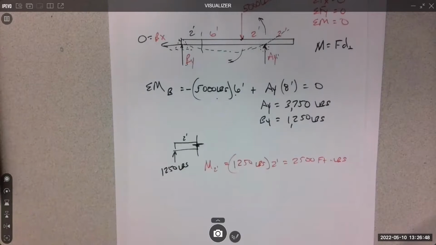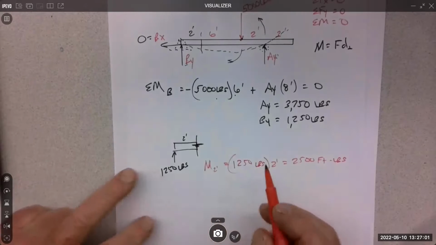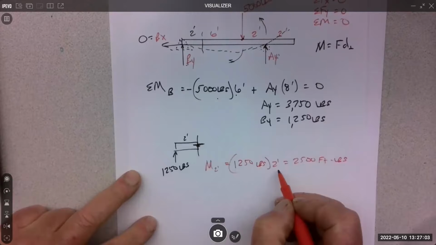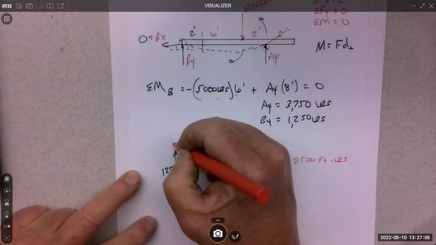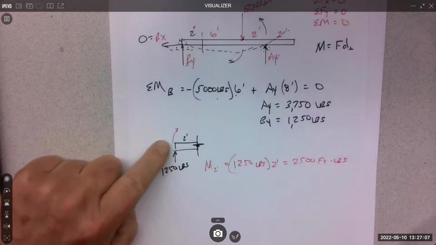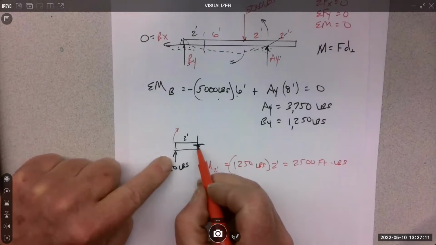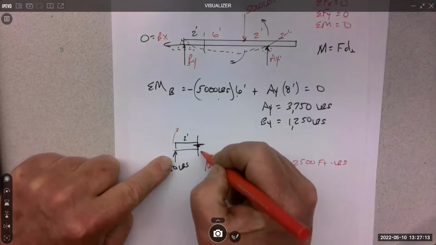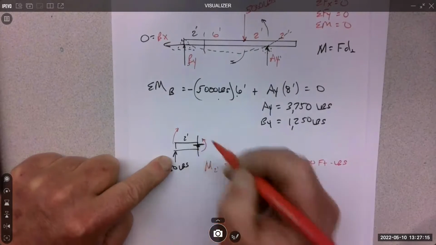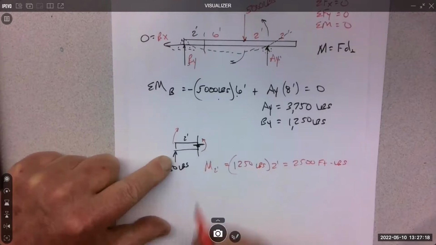At any point you can do this. You can do it at 2 feet, at 4 feet, at 6 feet, at 8 feet from the left, at 10 feet from the left. At any point you can do it. But that's how we know. So this moment, the 1,250 times 2, that's this moment out here, 1,250 times 2, correct? That's what it's trying to do about this point. So the internal resistance is always equal and opposite to that.